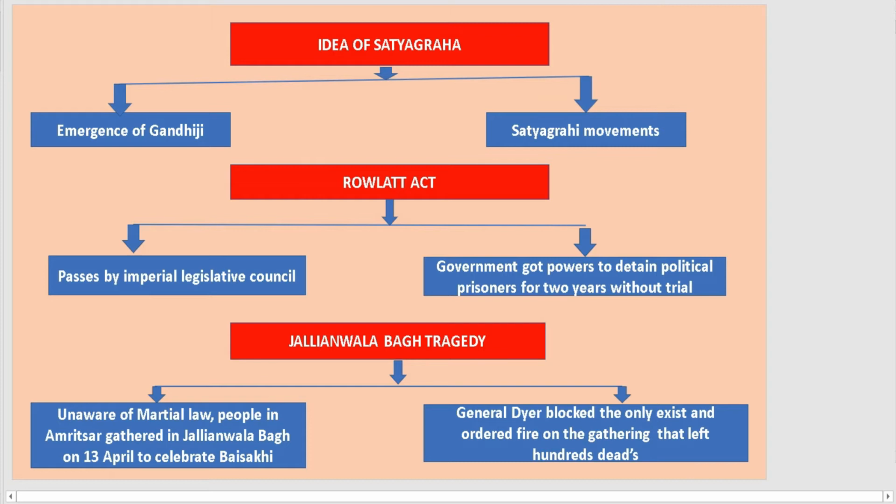Under this Rowlatt Act, we have 2 parts. First, it was passed by the Imperial Legislative Council, and according to this Act, the government got powers to detain political prisoners for 2 years without trial. Next, move to the next heading, the Jallianwala Bagh tragedy. Unaware of martial law, people in Amritsar gathered in Jallianwala Bagh on 13th April to celebrate Baisakhi. At the same time, General Dyer blocked the only exit and ordered fire on the gathering that left 100 deaths.